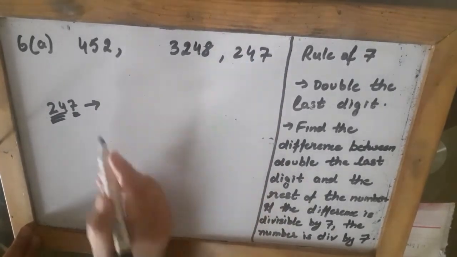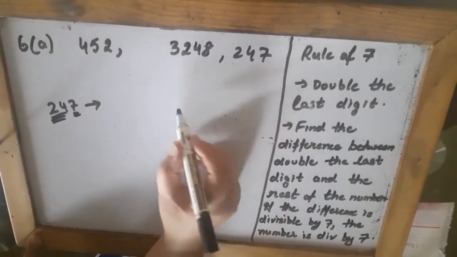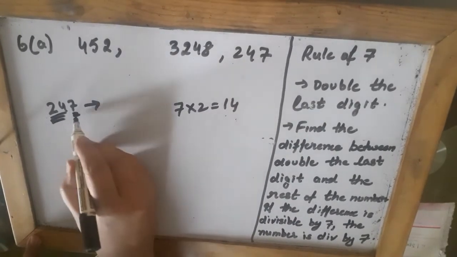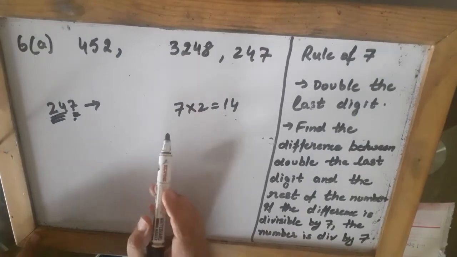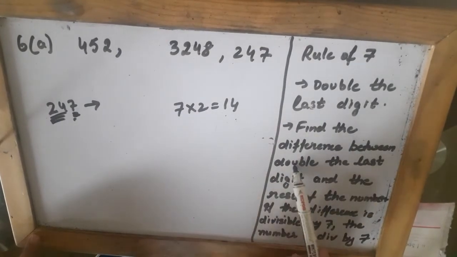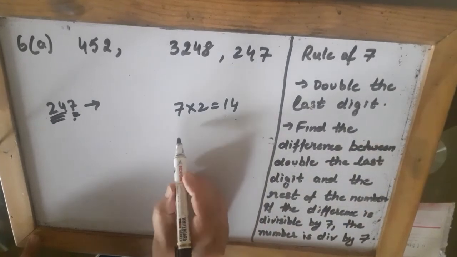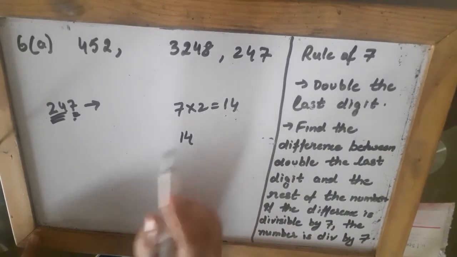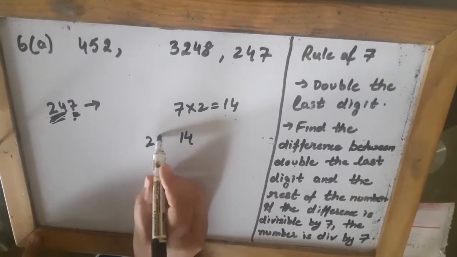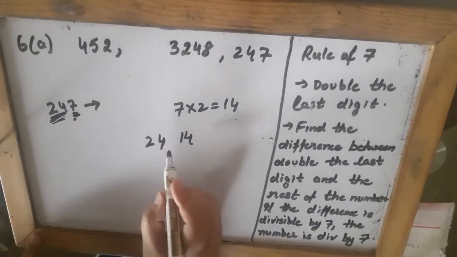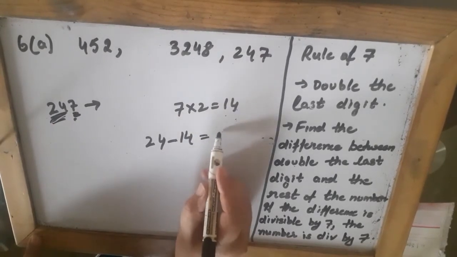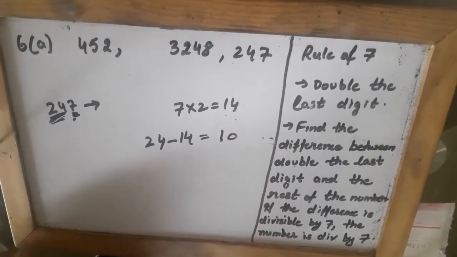So what they are saying is, first double the last digit. Double the last digit will be 14. 7 twos are 14. And now find the difference. I have to subtract between double the last digit, which is 14, and the rest of the number, which is 24. Now they are saying subtract it, find the difference. So when I find the difference, it comes to be 10.